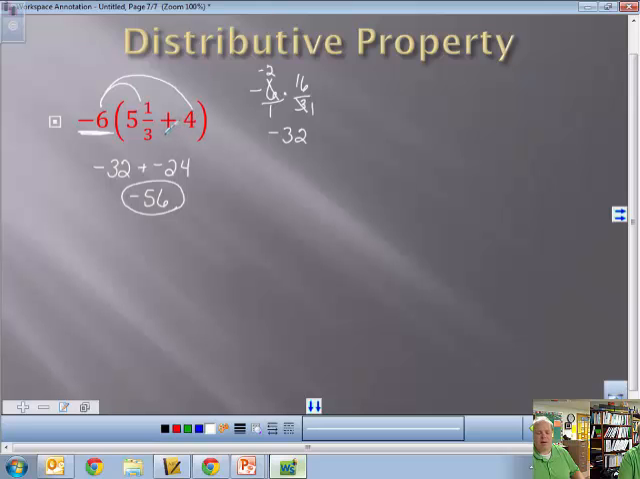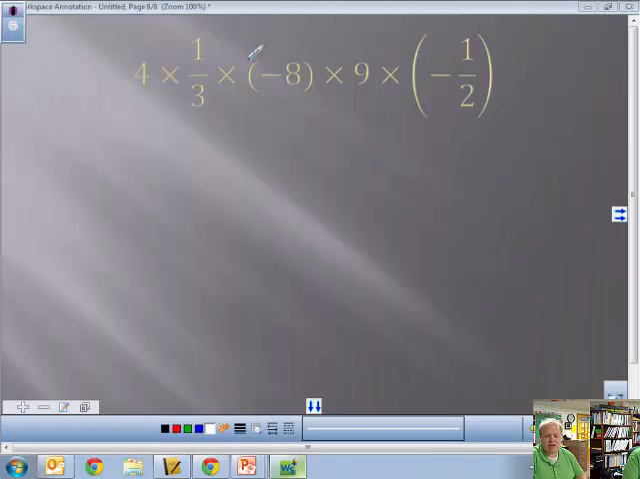Alright, let's look at another problem. Now I have a problem like this. It looks rather confusing. There's a lot to it. But guess what I can use? I can use the commutative property, and I can change the order. So I'm going to have 4 times a negative 8 times 9, times 1/3 times a negative 1/2.